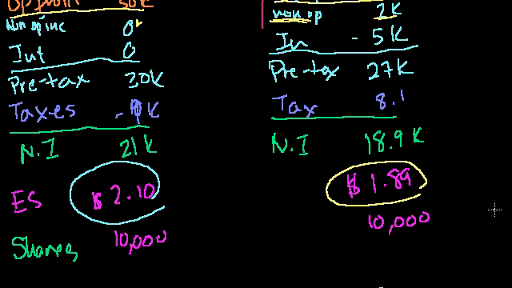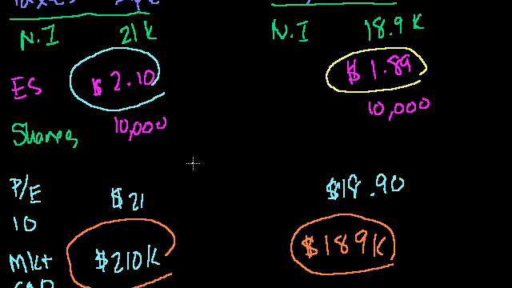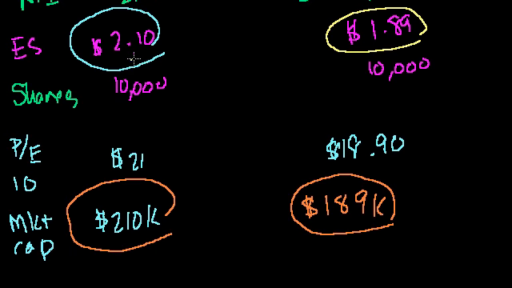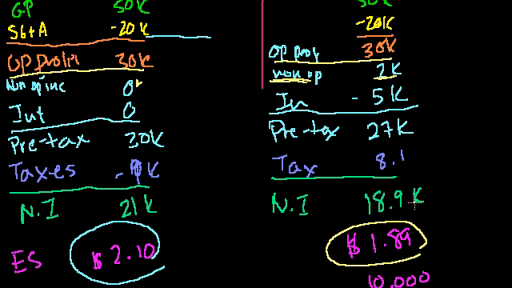But what we saw at the end of the last video is when you apply, let's say, a 10 multiple, or really any multiple to both of these earning streams, you get a situation that at first doesn't look crazy. Okay, the market cap of this guy is 210,000 if you apply a 10 multiple to their earnings stream, while the market cap of this guy is 189,000 if you apply a 10 multiple to their earnings stream, right? 10 times 18.9 thousand is 189,000. 10 times 21,000 is 210,000.